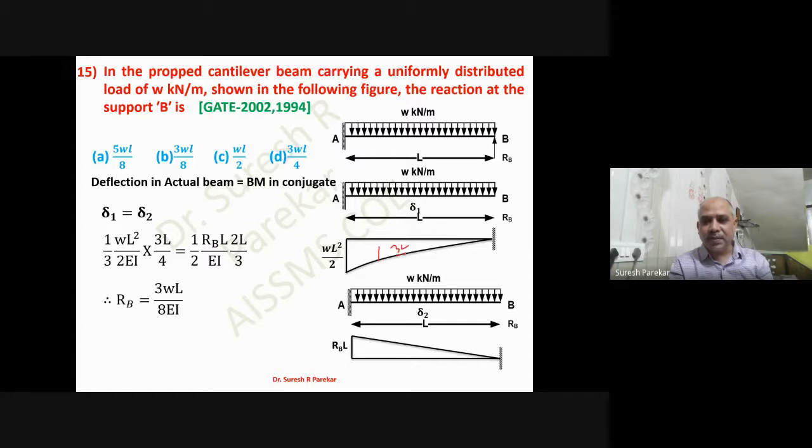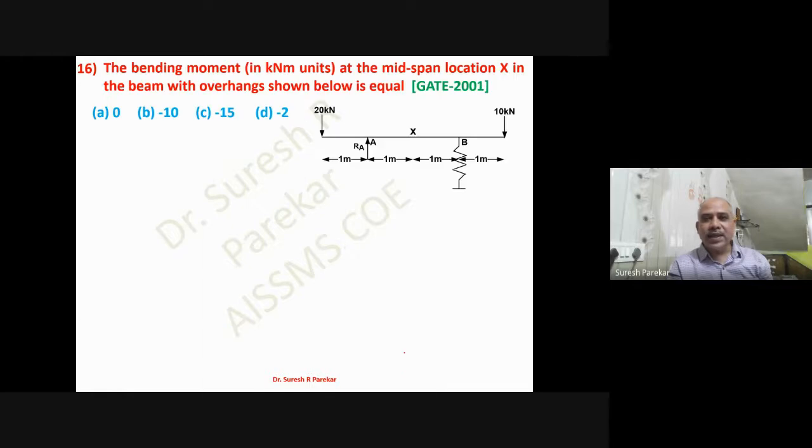And for this, we have a simple triangle, so 2L by 3 from this. Just equating this, we will get this value that is equal to 3WL upon 8 EI. So keep in mind these values: at the fixed end, 5WL by 8 EI, and at the propped end, 3WL upon 8 EI. Answer is B.